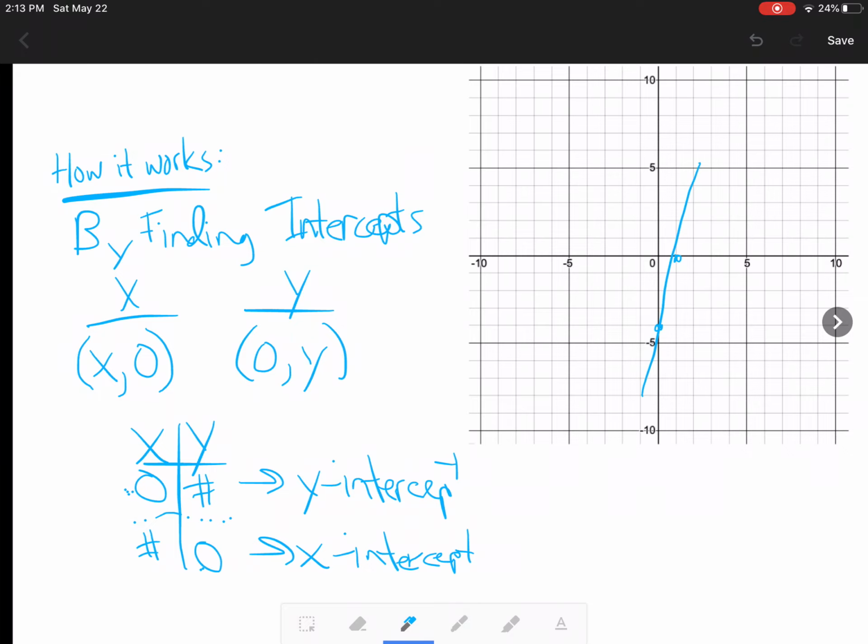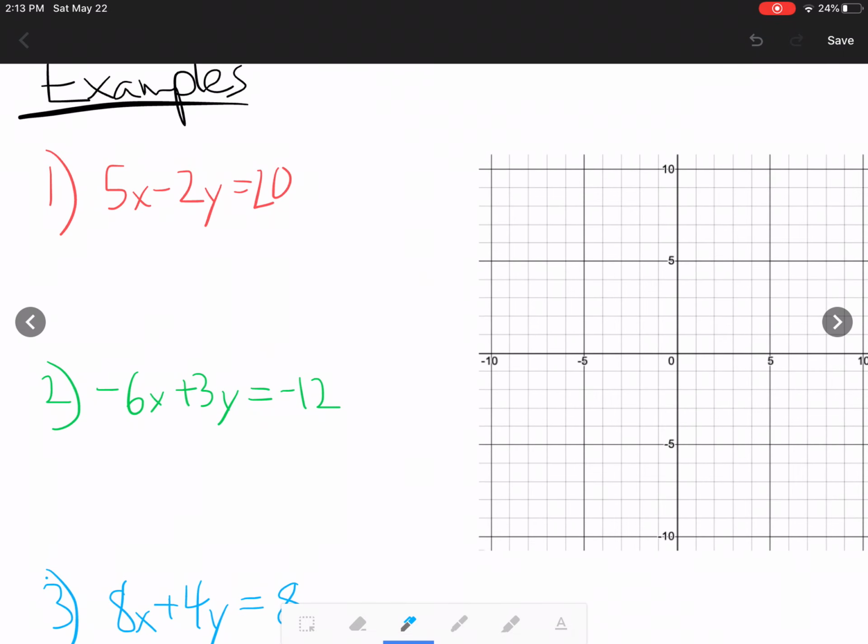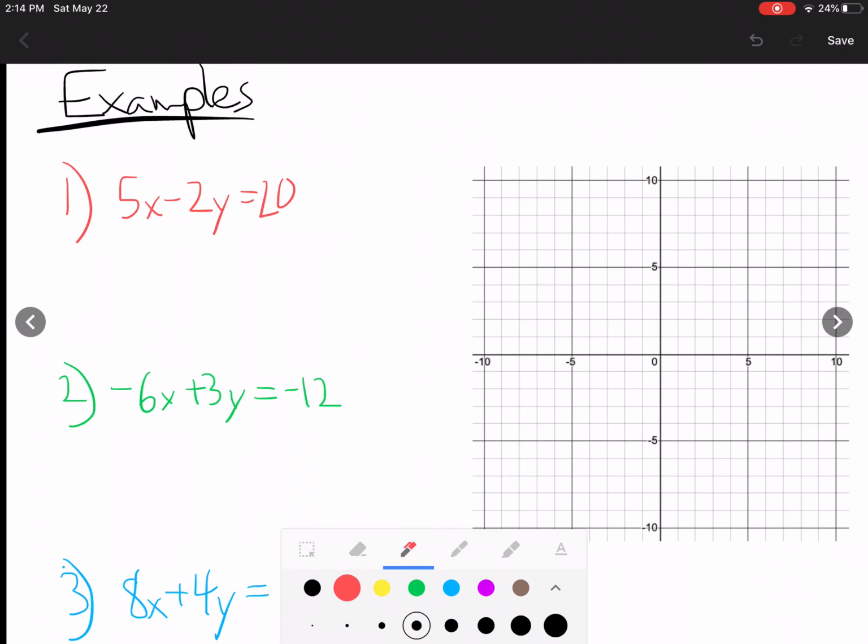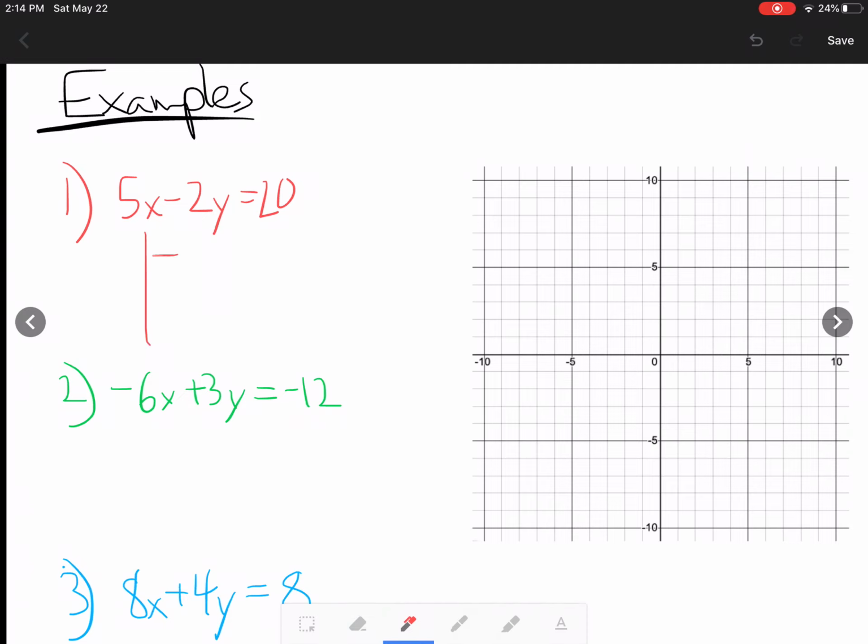So let's take a look at some examples. All right, so let's start off with this red line right here. What I'm going to do is make a nice little XY table, and then I go 0 here, 0 there. Now, when I'm letting x equal 0, it's going to get rid of my x term completely. So I'll show you the process here. It'll be 5 times 0 minus 2y is equal to 20. 5 times 0, nothing, disappears. So I'm looking at negative 2y is equal to 20. Divide both sides by negative 2, and then I get y is equal to negative 10.